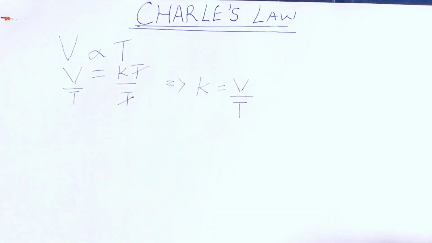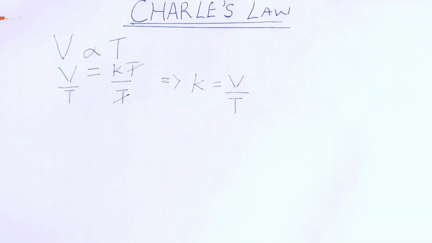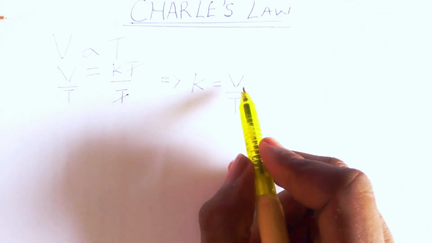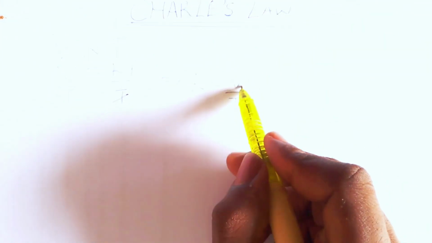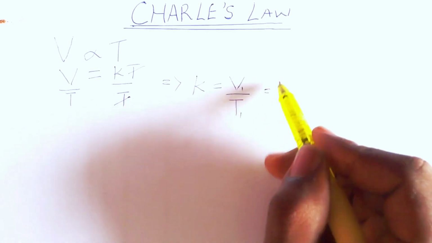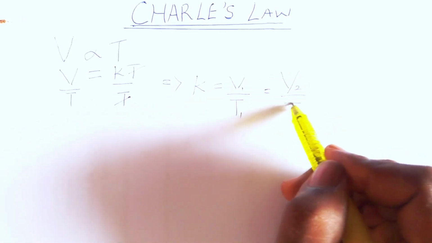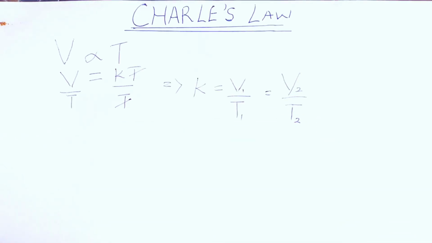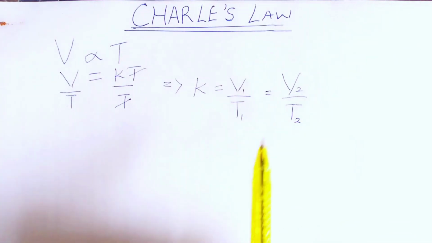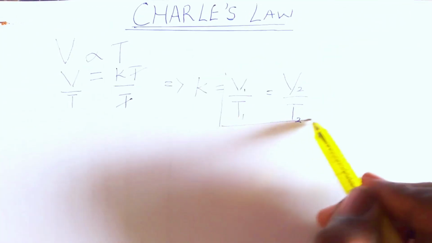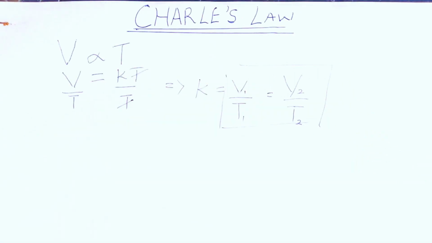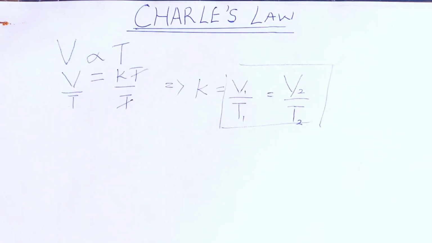In cases where you have initial volume and initial temperature, this will become V1 over T1 equals V2 over T2. So whatever you are looking for, you just apply mathematics to get it. So this is the formula for Charles law. Quickly, let's take a question.